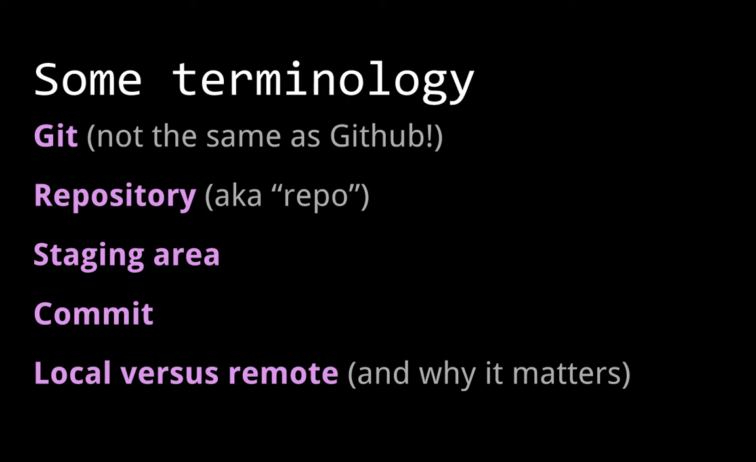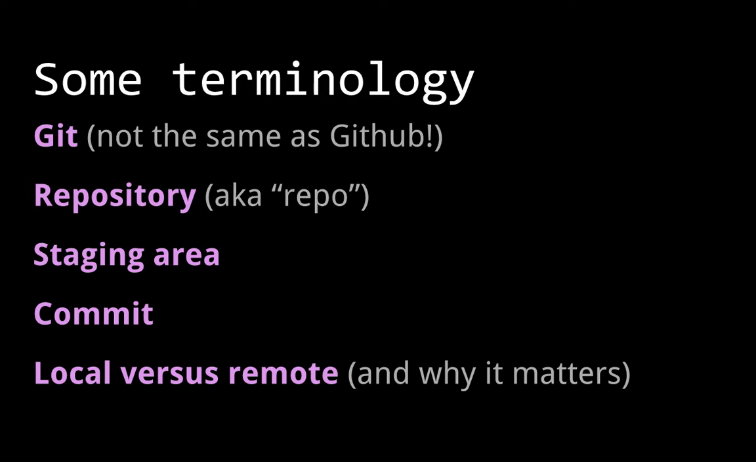A repository, or otherwise called repo, is where the history of a given codebase is stored. One repository typically holds one project, which may comprise many files and folders. I'll discuss repos in more detail when I get to local versus remote.